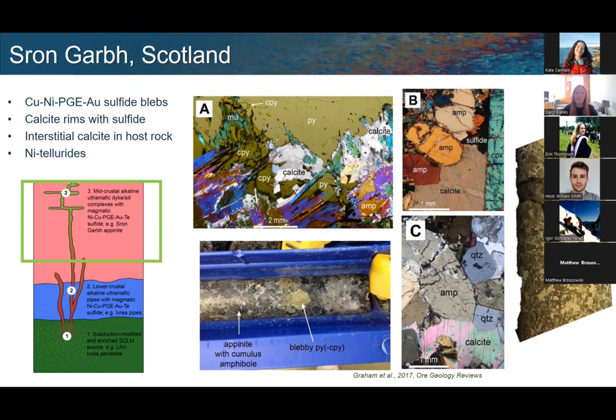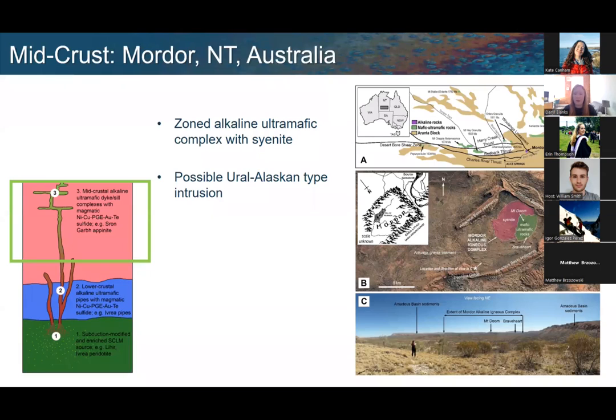And then another example in the mid-crust is the Mordor alkaline igneous complex. So this was emplaced around 1.1 billion years ago in the Northern Territory of Australia. And it gets its name from this image where it's got this quite remarkable three-ridged topography that's shaped like Mordor in the Tolkien books.